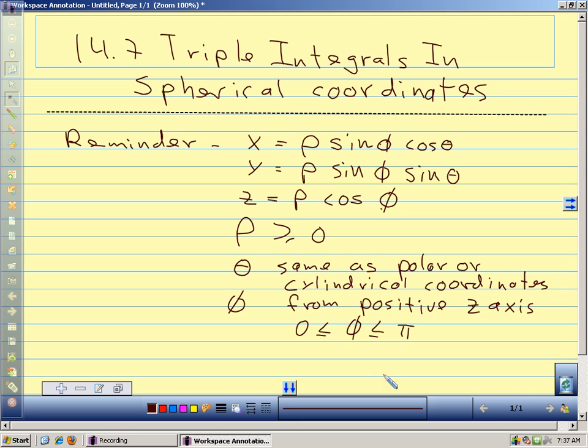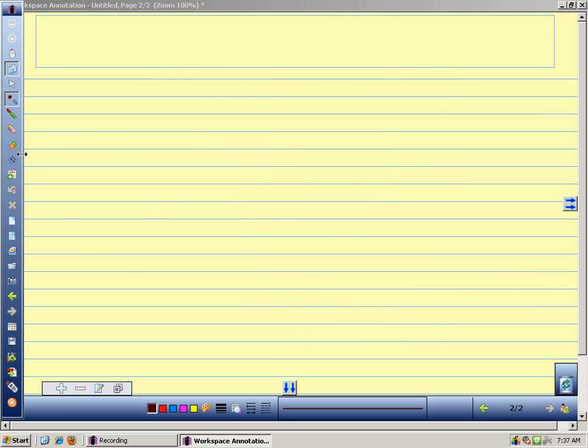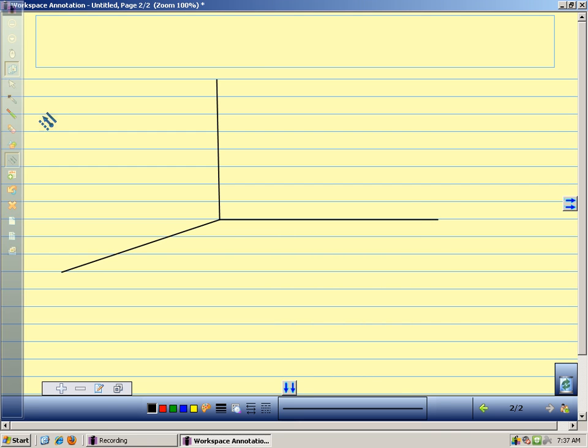So what we're going to do is develop our triple integrals in spherical coordinates just like we did for cylindrical coordinates. We're going to come up with a spherical volume element using these ideas, and then we're going to integrate that volume element over our region. So let's draw a picture of our volume element and figure out how we're going to represent it in spherical coordinates.